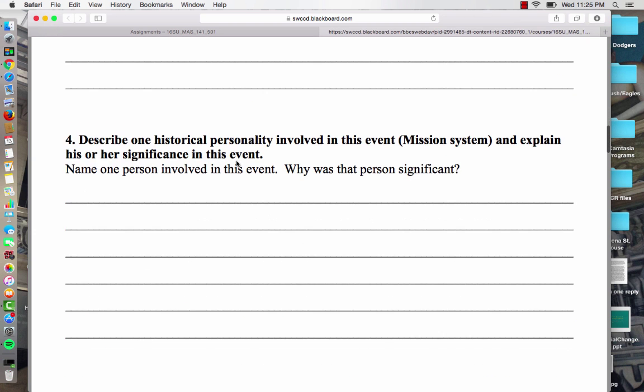And finally, the fourth part is to describe one historical personality involved in this event, that is the California mission system, and explain his or her significance in this event. So of course, Father Serra comes to mind, Father Jaime, as mentioned in the sources, or anybody else that's mentioned in the four sources that I showed you, or in any of the other readings too, especially anything from the Between the Conquests stuff. Okay, so there you have it, everybody.